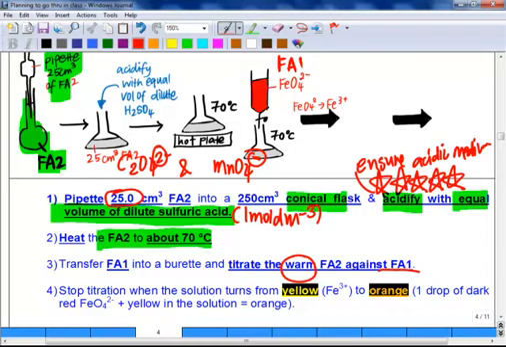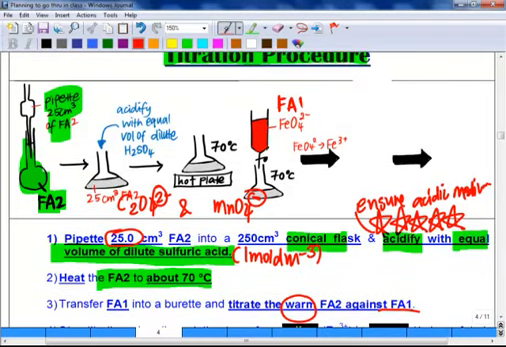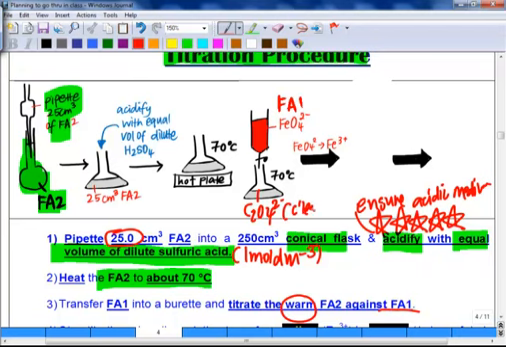Okay, so everybody, I want you to take note of the color change. Initially, in your conical flask, what is present is your C2O4 2 minus. The color is colorless. When you add in your dark red MnO4 minus, the MnO4 minus will become Mn2 plus. What color is it? Pale yellow. This part take note. Fe3 plus is pale yellow.